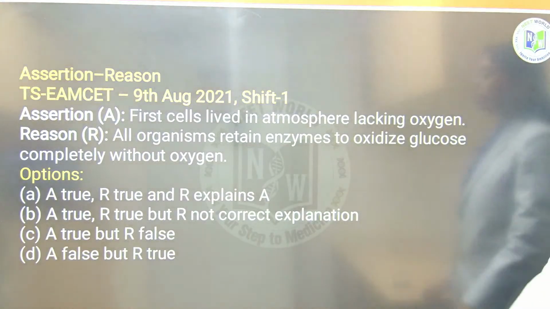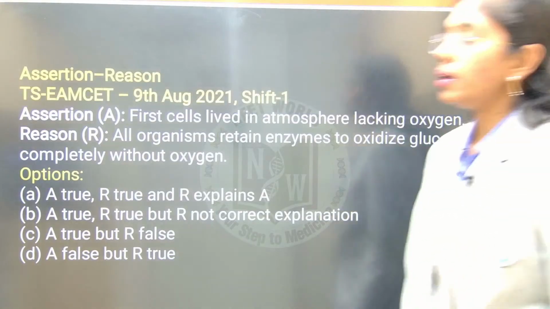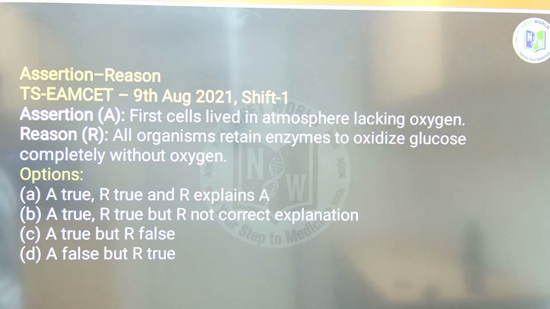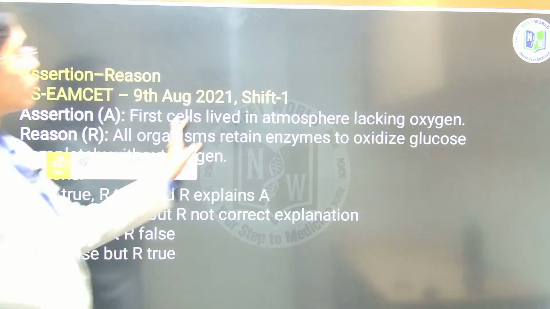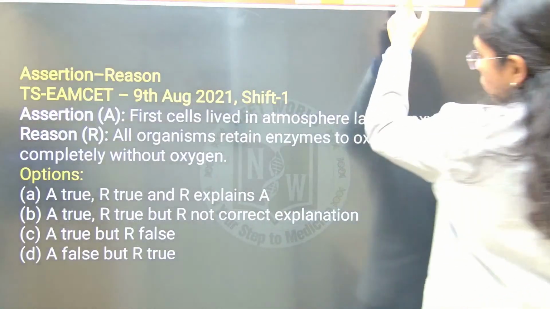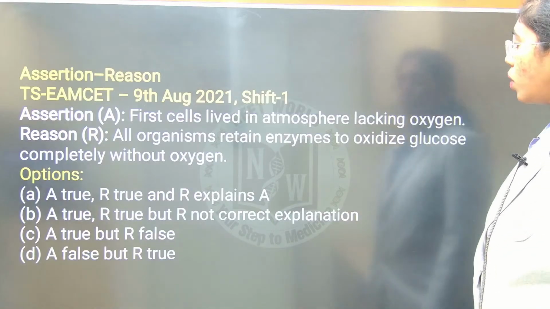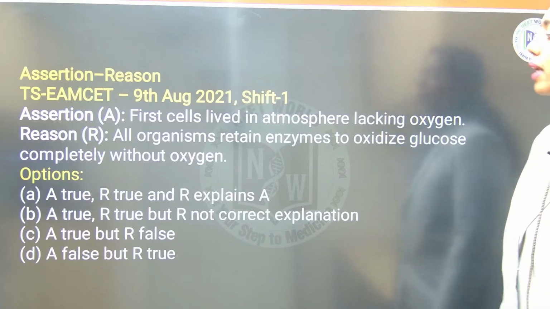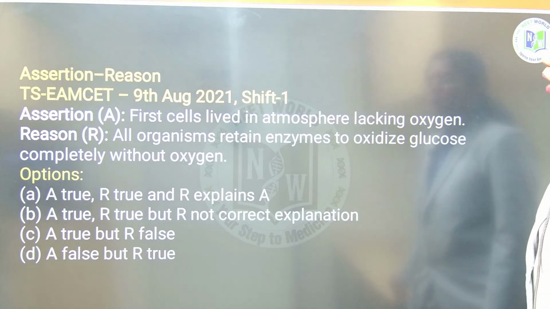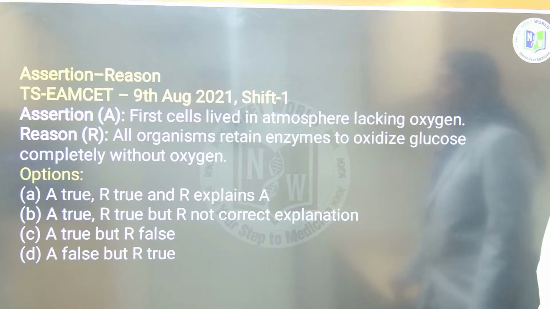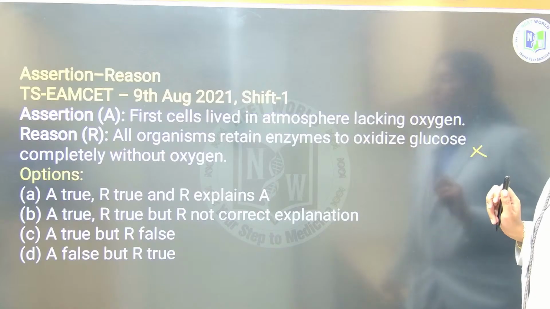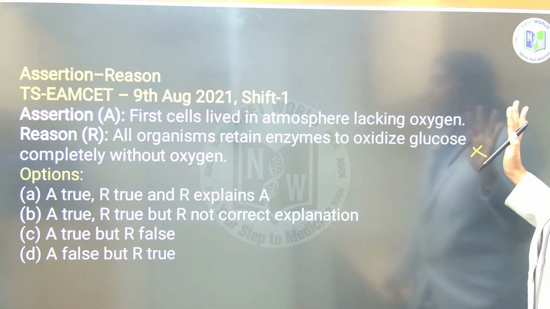Yeah, look at this question. Assertion reason type again. First cells lived in an atmosphere lacking oxygen. All organisms retain enzymes to oxidize glucose completely without oxygen. No, you cannot oxidize glucose completely without oxygen. Okay. Did you look into the assertion and reason?